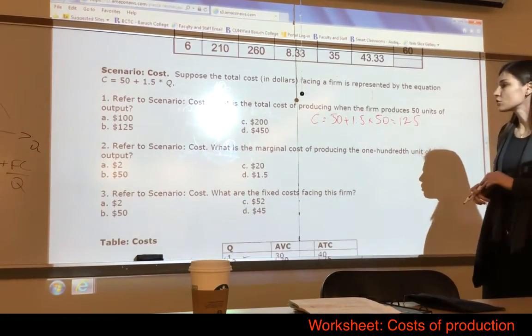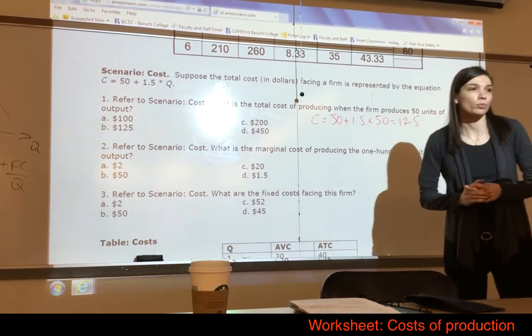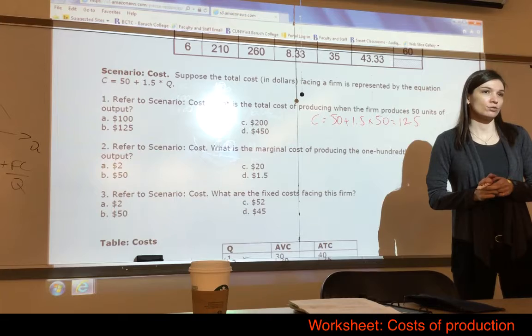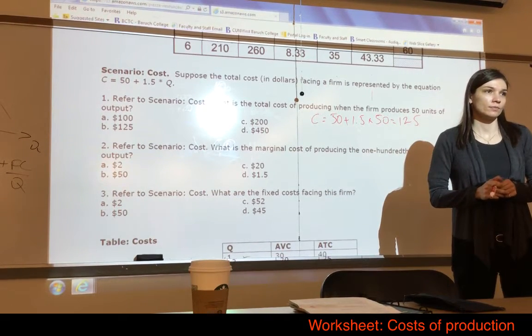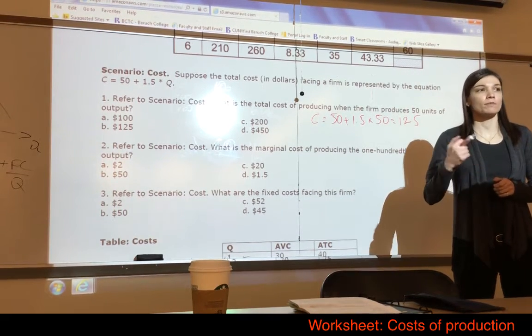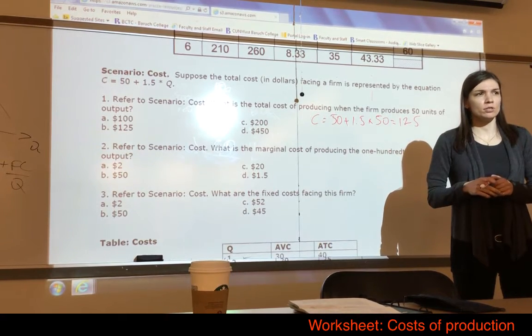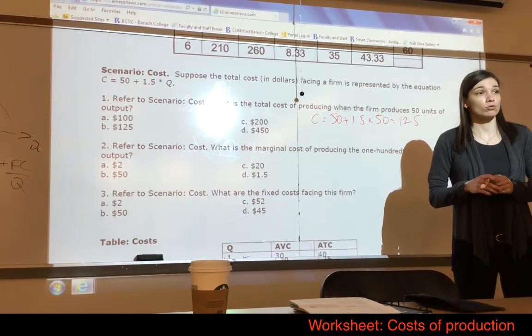What is the marginal cost of producing the 100th unit of output? Any idea how to do this? Find the cost at 99, right? And the cost at 100 and subtract it. Is there an easier way to do this? Without solving anything at all.